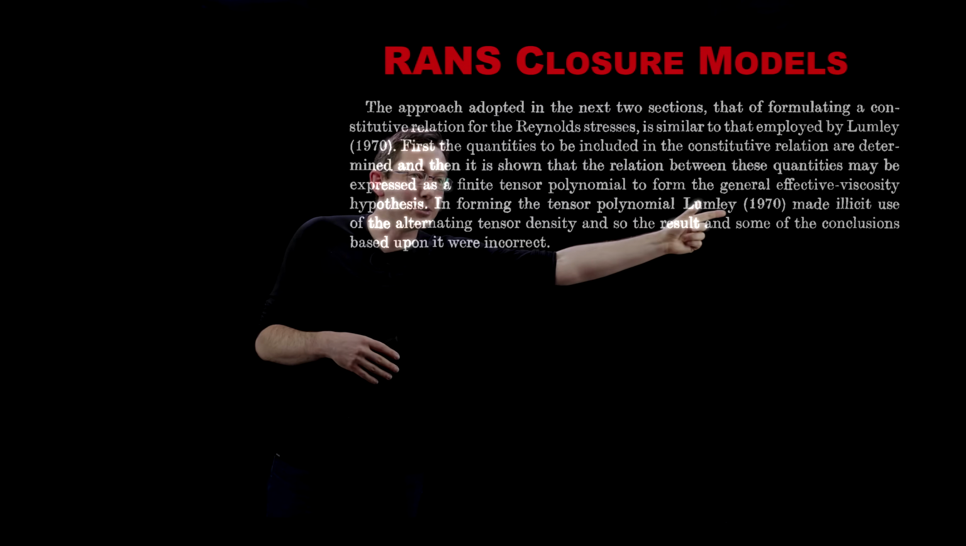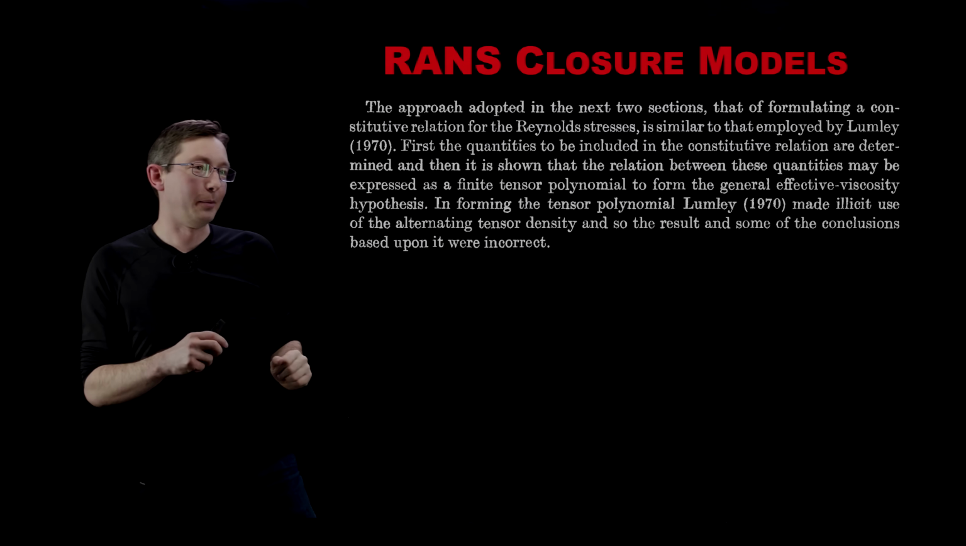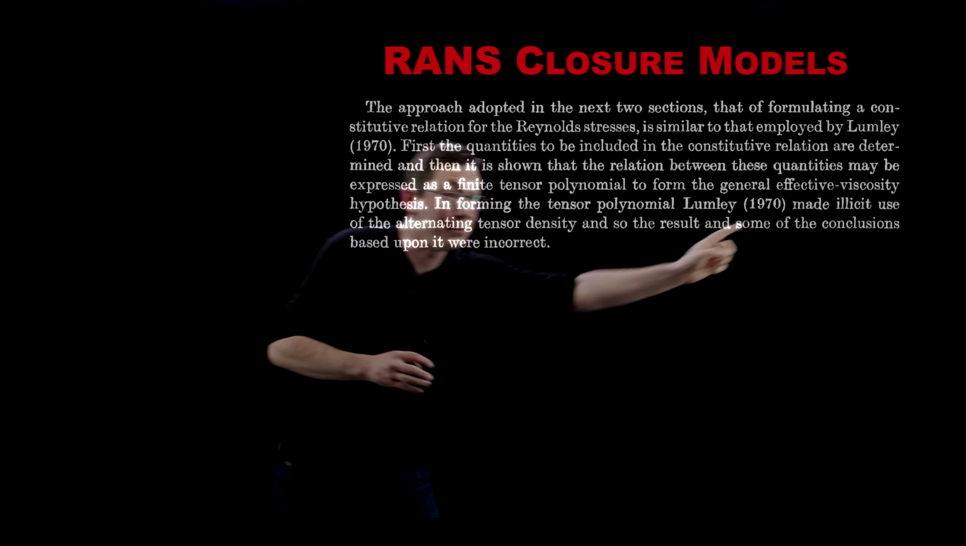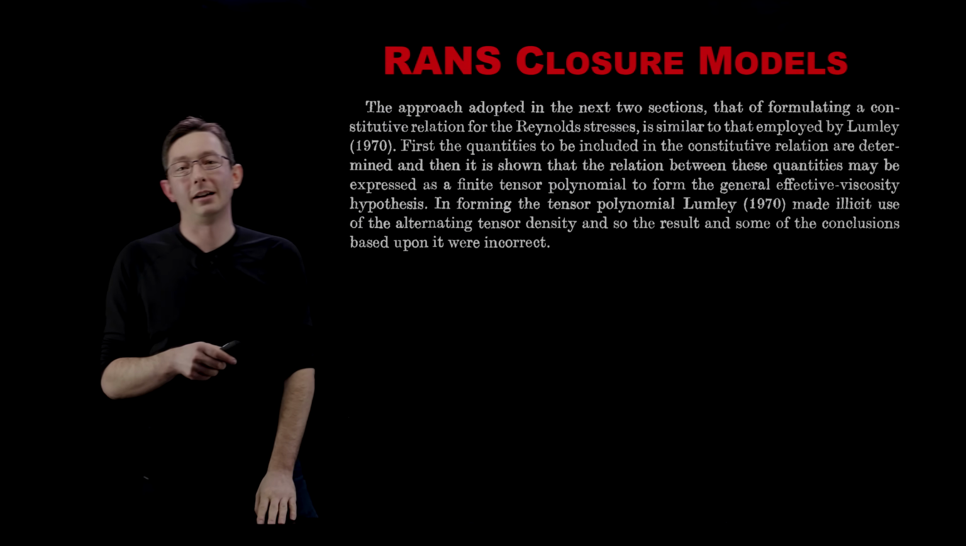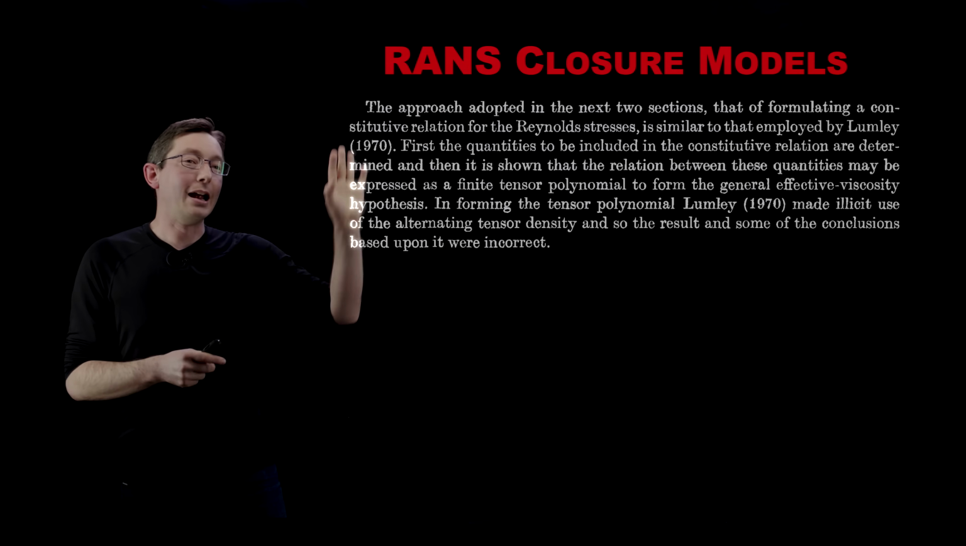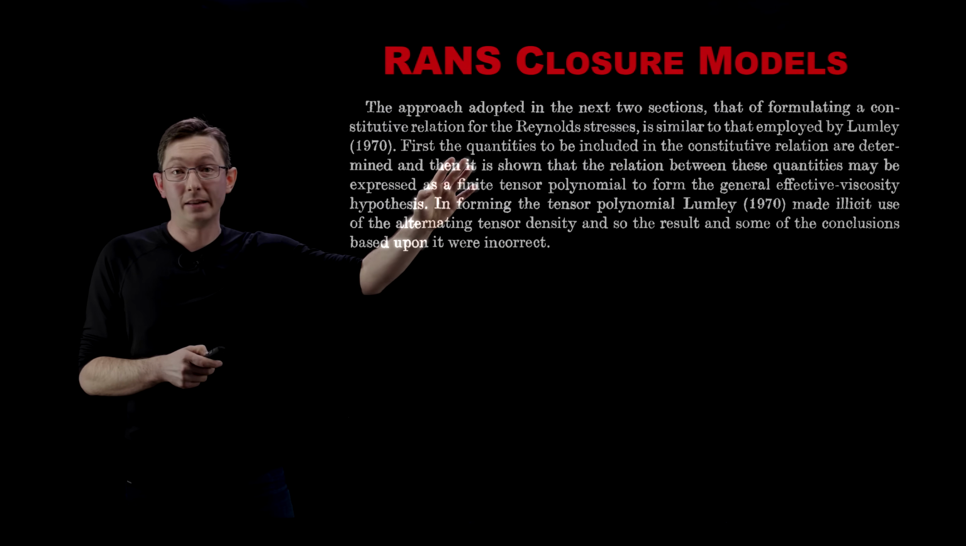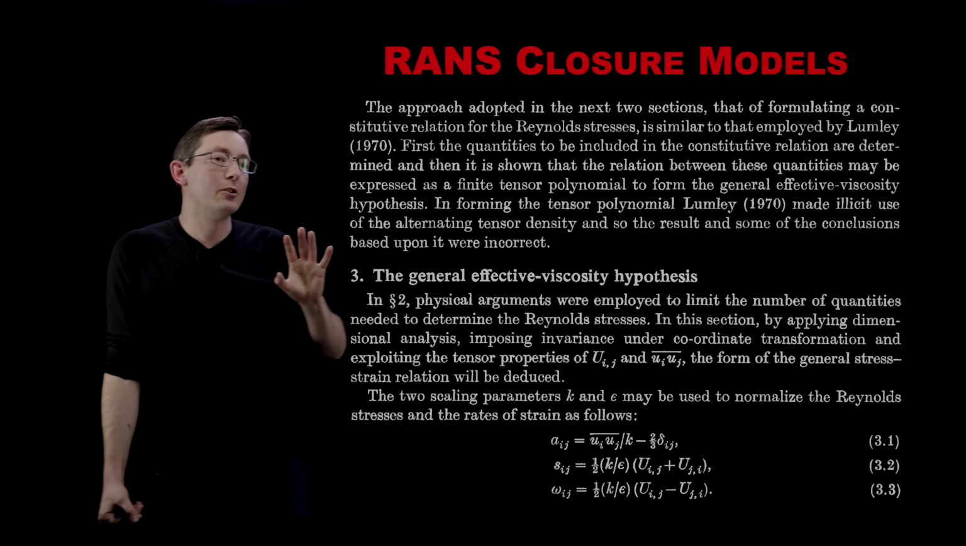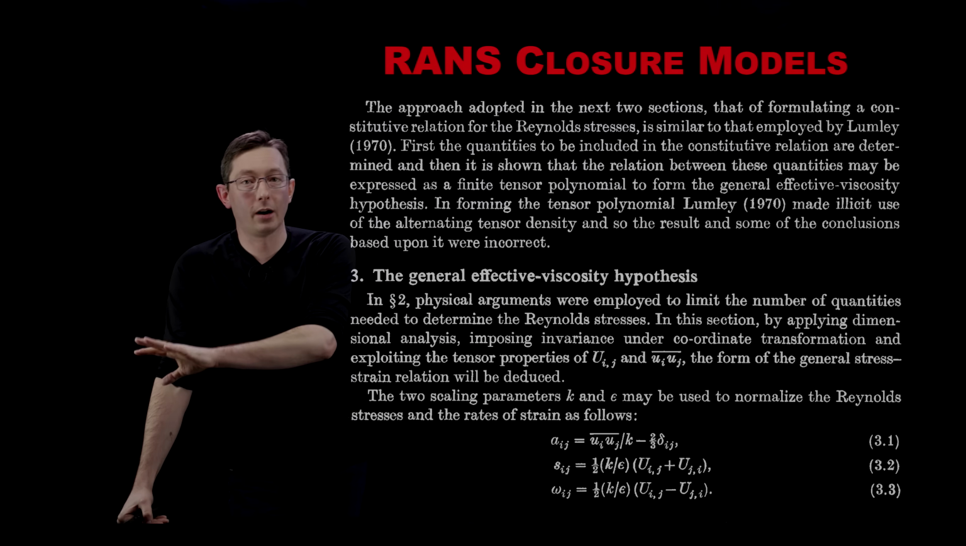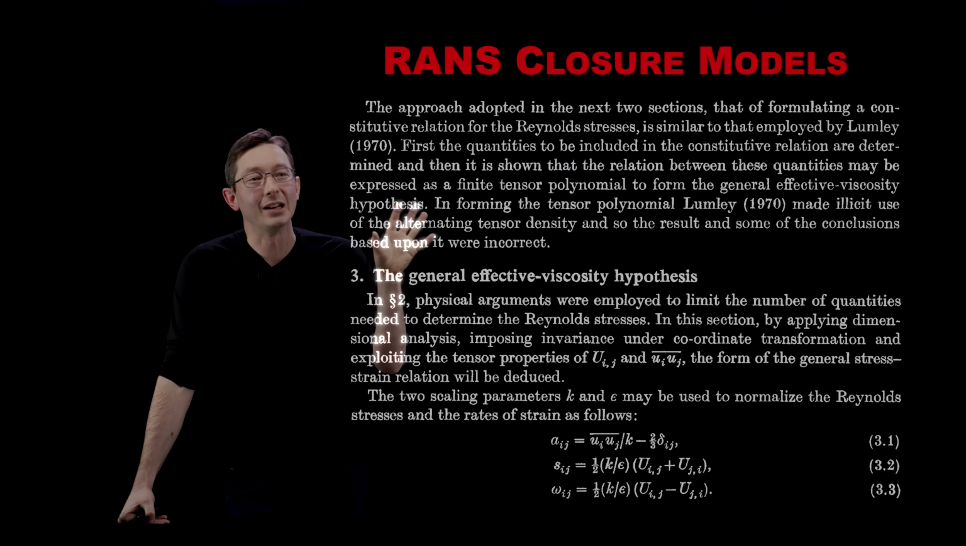Illicit. So Lumley was into like Breaking Bad type turbulence modeling here. He made illicit use of the alternating tensor density. And that's one of the things that Pope is going to fix in this paper. Okay? So the Pope paper, again, we're going to bring this back to deep learning. This is going to guide how we build our neural network, or how Ling et al.